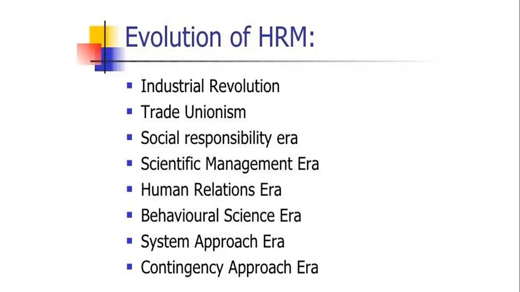Okay, so the first is the Industrial Revolution. After that, it gave birth to trade unionism, and then we come up with different eras: social responsibility era, scientific management era, human relations era, behavioral science era, systems approach era, and finally contingency approach era. By going through all of these points, we get to understand the phases of evolution and development of the subject human resource management. Okay, let us start with the session.